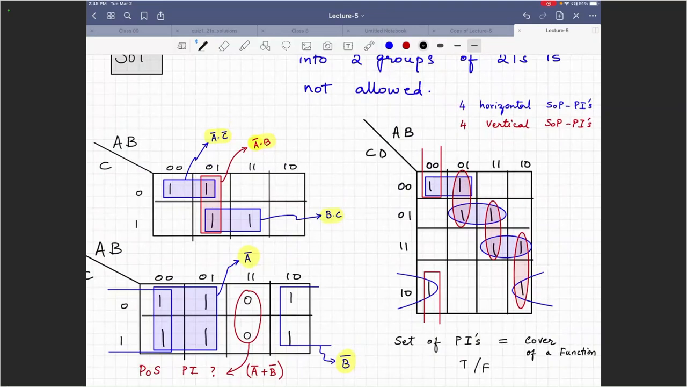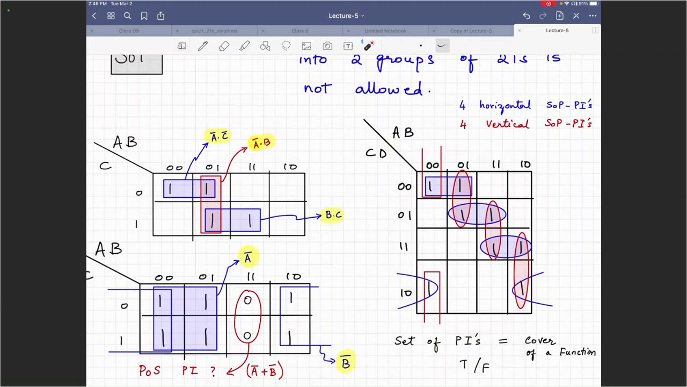Let's try to validate his answer by looking at the prime implicants that we saw for the three examples. In the first case, we had 3 prime implicants, and as you can see, they cover all the ones. All the ones are part of at least one group. In the second case, all the ones are part of at least one group. In the third case, all the ones are part of at least one group. So a set of prime implicants will cover the function.